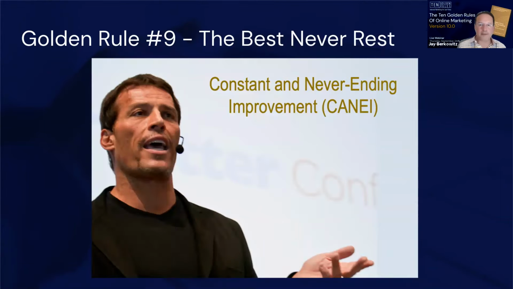Golden rule number 9, the best never rest. Tony Robbins, the great motivational speaker, uses this term called CANI, constant and never-ending improvement. And that's a really great strategy for you as an individual, for your personal development, but it's also really important for your internet marketing. I've beaten this one up quite a bit in this presentation: just putting up 10 keywords in your Google campaign is not going to work. On one famous campaign, they went through 368 keywords, and the 369th keyword was the great winner.